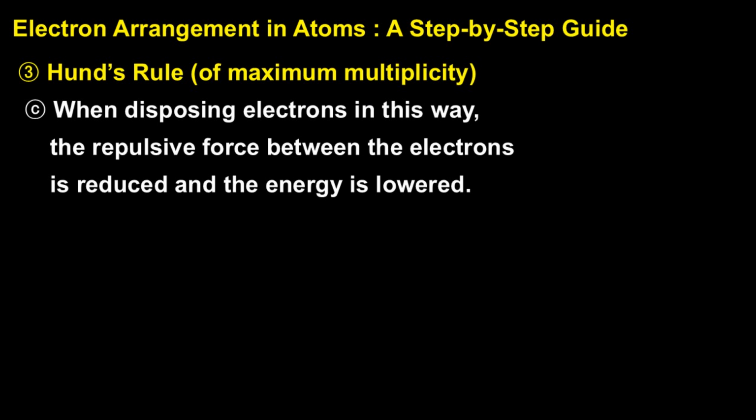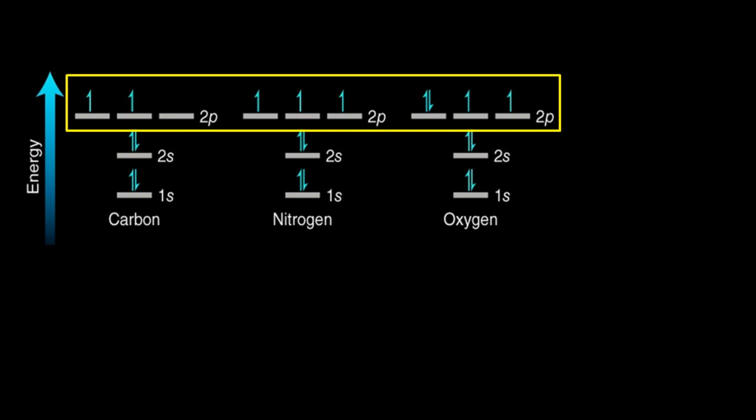Because it helps minimize electron repulsion. By spreading out into separate orbitals first, the electrons stay farther apart, and that makes the atom more stable. So in the end, this arrangement helps keep energy lower, which is exactly what electrons want.